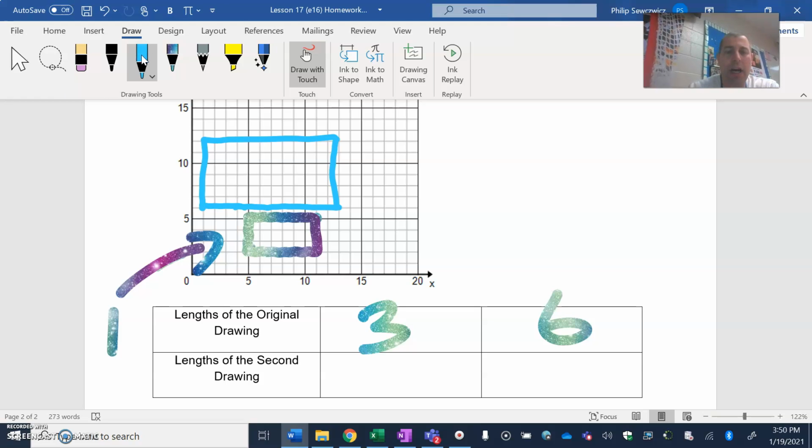So here I'm talking about the length that's there. So I'm going up and down. So I'm going from a 6 up to a 12. All right, so that should give me a 6 that's there. I can count 1, 2, 3, 4, 5, 6. I think I'm all right.